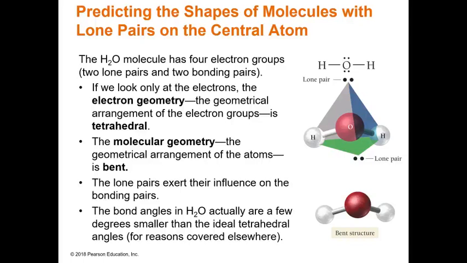In water, H2O, there are again 4 electron groups, 2 bonding pairs and 2 lone pairs. The electron geometry remains tetrahedral, but the molecular geometry is bent. The lone pairs push down on the bonding pairs, reducing the bond angle even further. That's why water has a bent shape.